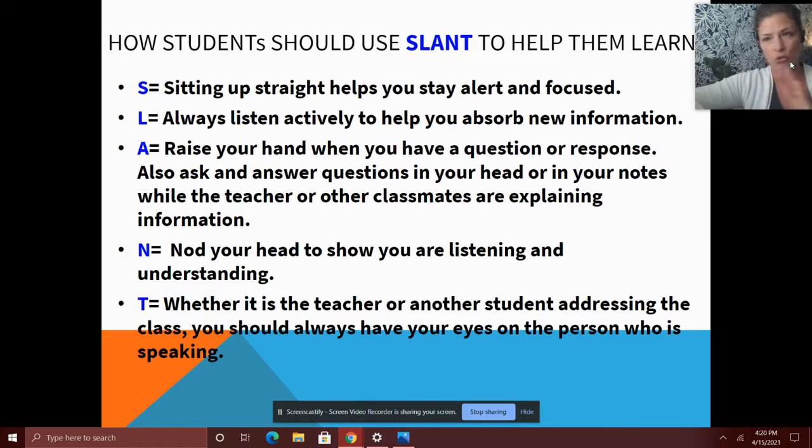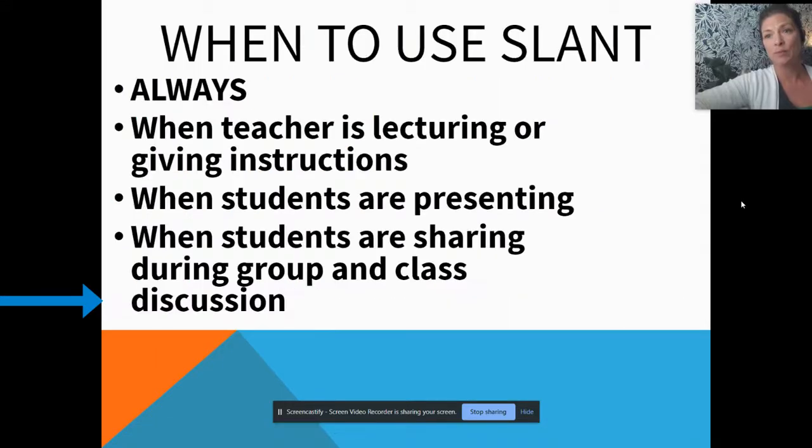So whether it's the teacher or another student or a group of students who is addressing you, have your eyes on the person who's talking. Literally, it's that simple. Looking at somebody can help you to better sponge up all that information that you're trying to absorb.